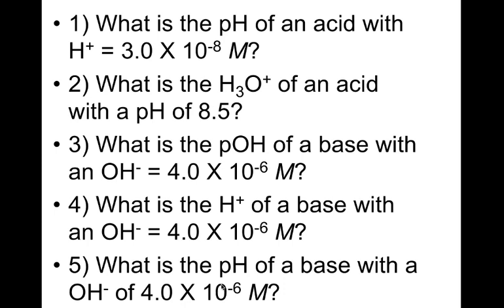So basically, I have a series of problems. These are 5 problems. We're going to work through all 5 of these. So the first problem is, what's the pH of an acid with an H plus of 3.0 times 10 to the -8?